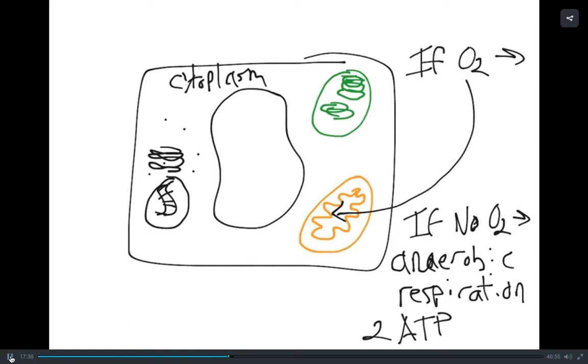So we had glycolysis. We split our glucose molecule into 2 pyruvates. We have created 2 ATP net. We have our 2 NADHs. And now we have oxygen, so those products are going to travel into our mitochondria, and we're going to go through the rest of cellular respiration.